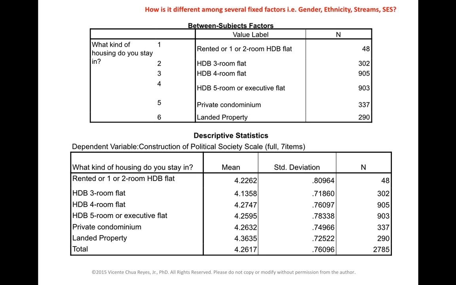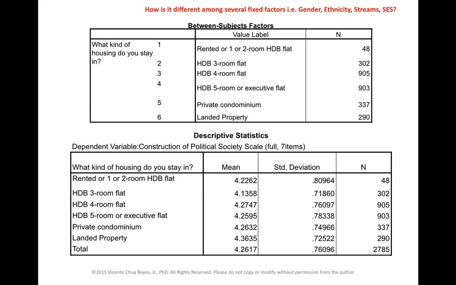So, rented 1 or 2 room HDB flat, a rented 3 room flat, more expensive than the 1 or 2 room, a rented 4 room flat, of course more expensive, 5 room flat, even more expensive. It could be a private condominium, which is no longer public housing, which is not part of the housing development board, or it could be landed property. So this time around, we are controlling for what the students reported as their dwelling place.